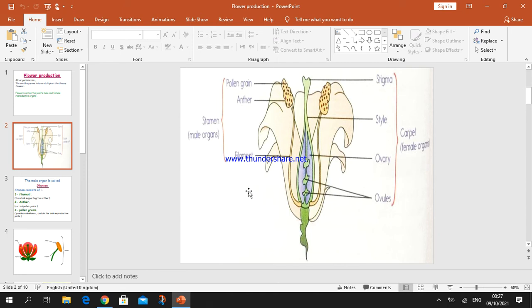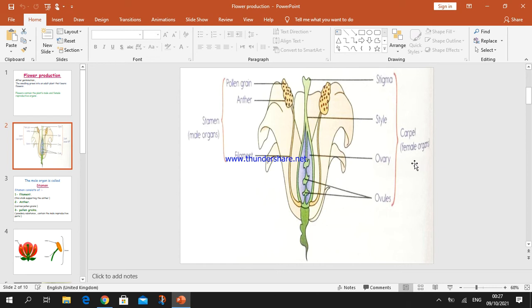The stamen is composed of three parts. Number 1, filament. Number 2, anther. And number 3, pollen grain. Again, filament, anther, and inside the anther there are pollen grains.